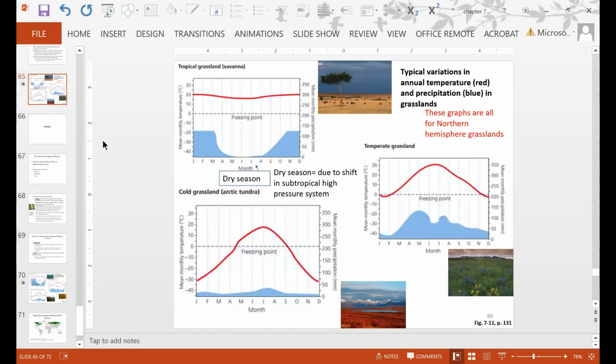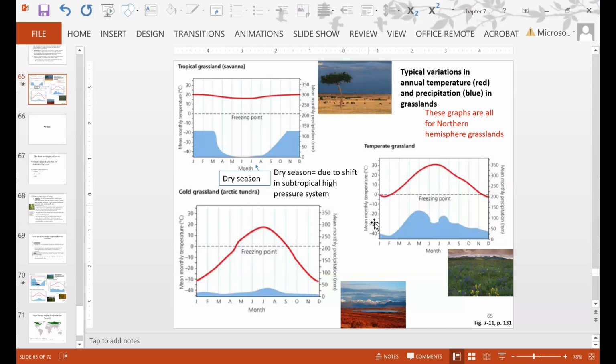And here are the climographs of the different types of grasslands. So the savanna, you have generally the same temperature throughout the year, a little bit of a drop in temperature in the summer. This is your dry season, and that is due to a shift in the subtropical high. And then you have your wet season here. This is a picture of the savanna.